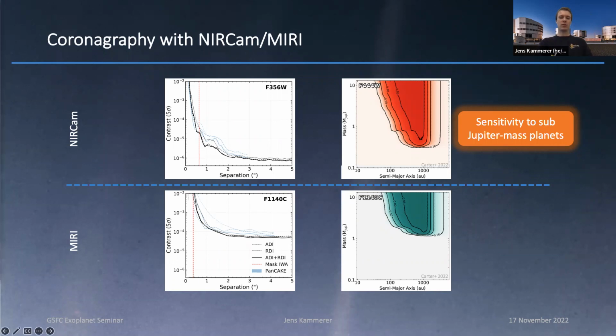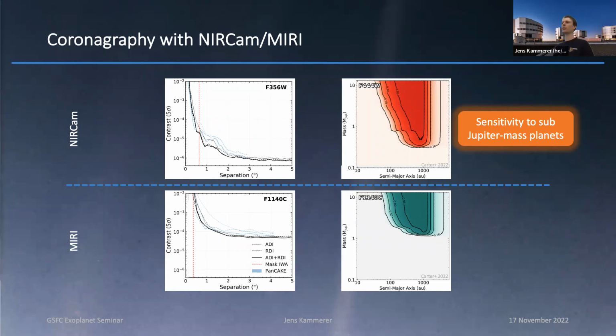With MIRI, the contrasts are a little bit lower, but you also have to take into account that at longer wavelength, the contrast between the star and the planet is also not so high. So if you look at the mass limits, you still get down to about 1 Jupiter mass or so, which is very, very deep observations for this kind of long wavelength.